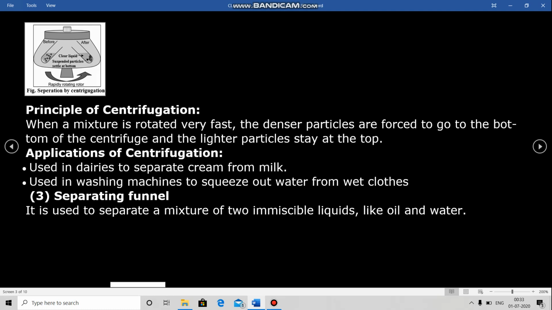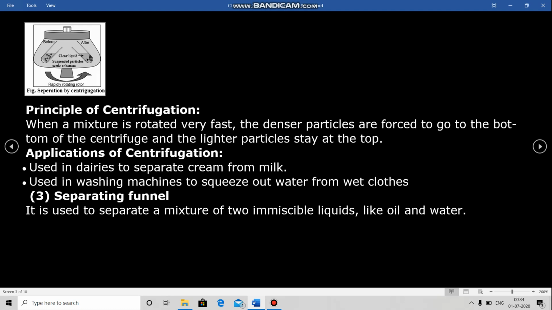What is the principle of centrifugation? My dear students, when a mixture is rotated very fast, the denser particles, meaning those which are very heavy, are forced to go to the bottom of the centrifuge, and the lighter particles stay at the top. Okay, so what are the applications of centrifugation? Dear students, we use this technique in dairies to separate cream from milk. It is also used in washing machines to squeeze water from wet clothes.